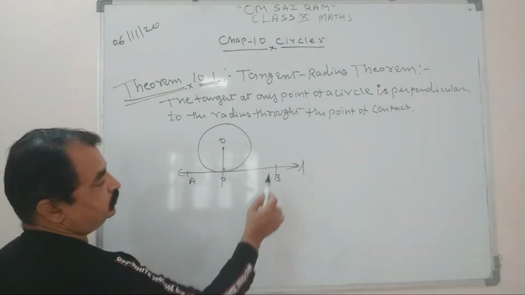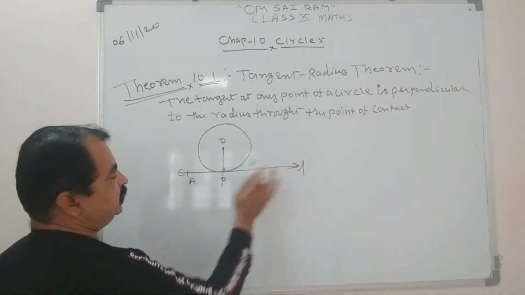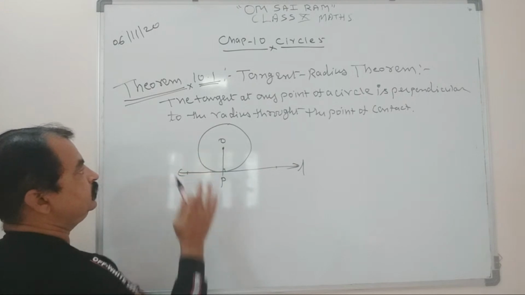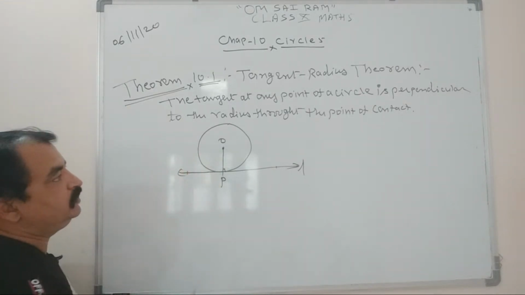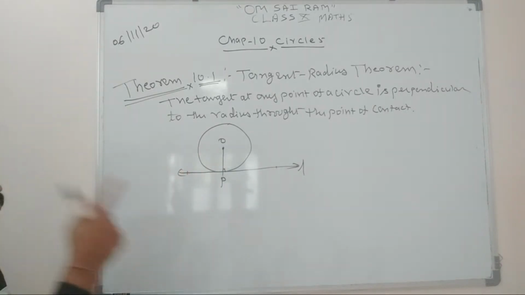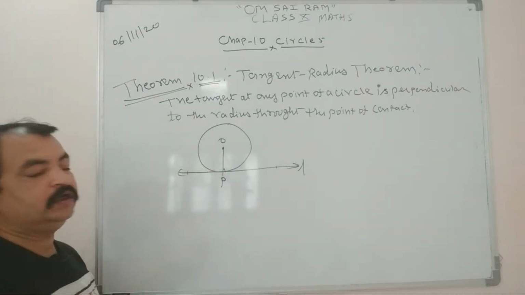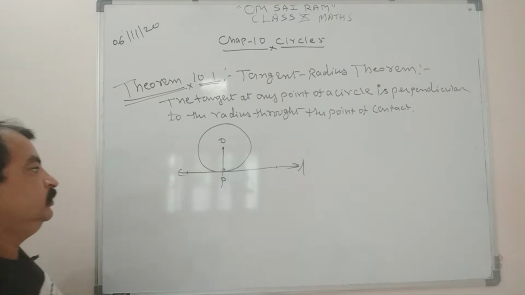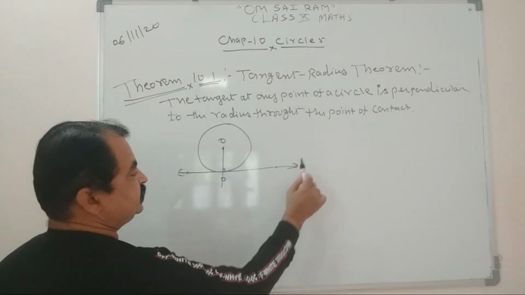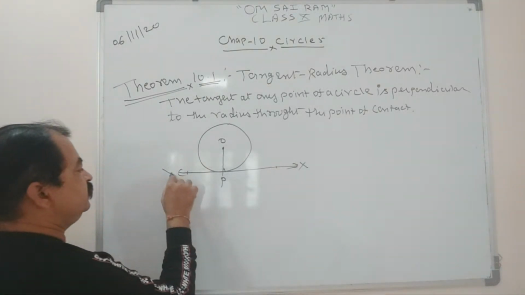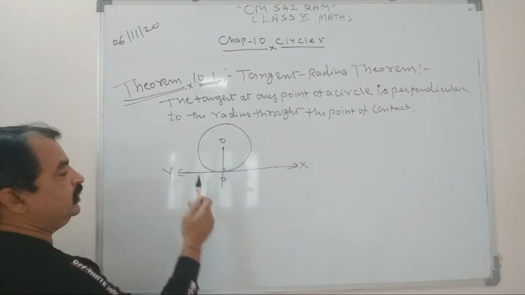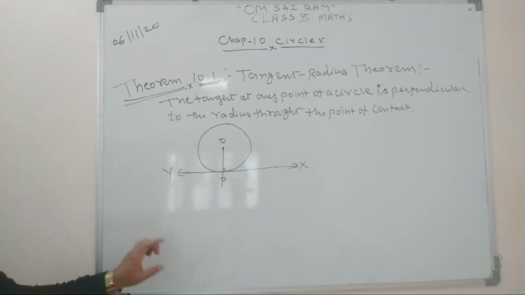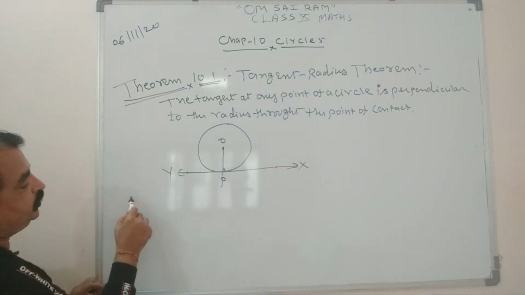So now see, what do we do? Let it be L if you want. According to the statement, the tangent at any point of a circle is perpendicular to the radius through the point of contact. Suppose I name this tangent X Y instead of L. So first, according to the statement, what do we do, children?